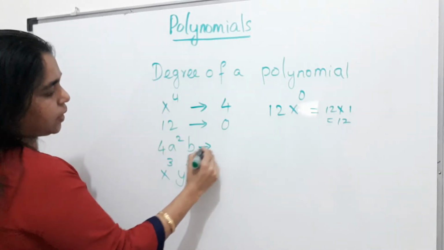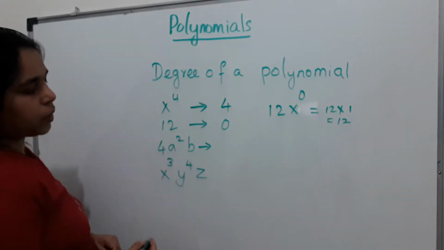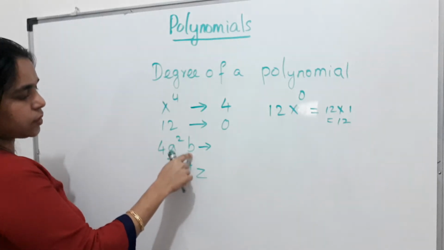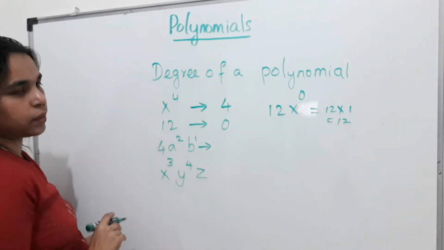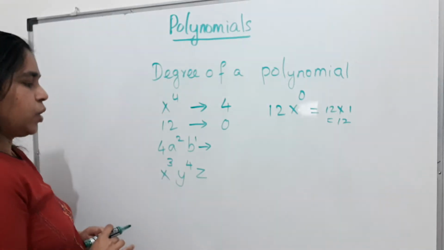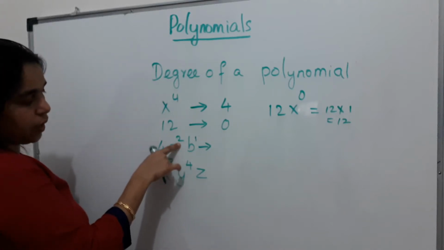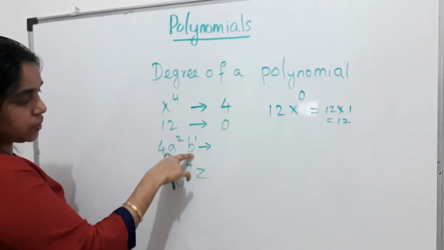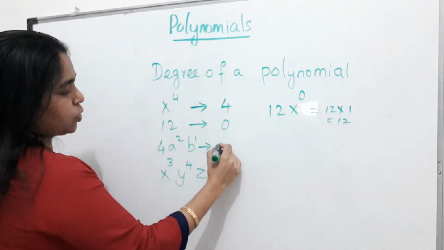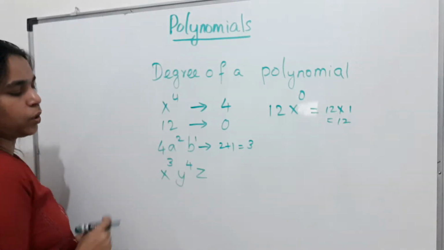And in this case, there are two variables, a and also b. So you can see what the powers of the variables are. This is a squared and this is b to the power 1. If there is nothing in the exponent position, then you can write 1 in there. Now you have to add the exponents. Here a has 2 as an exponent, b has 1 as an exponent. So you add these two exponents, 2 plus 1, which is equal to 3. So 3 is the degree of this monomial.